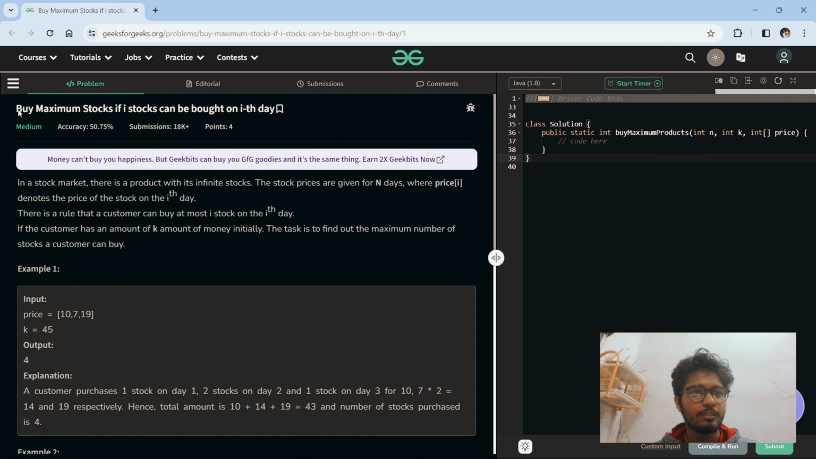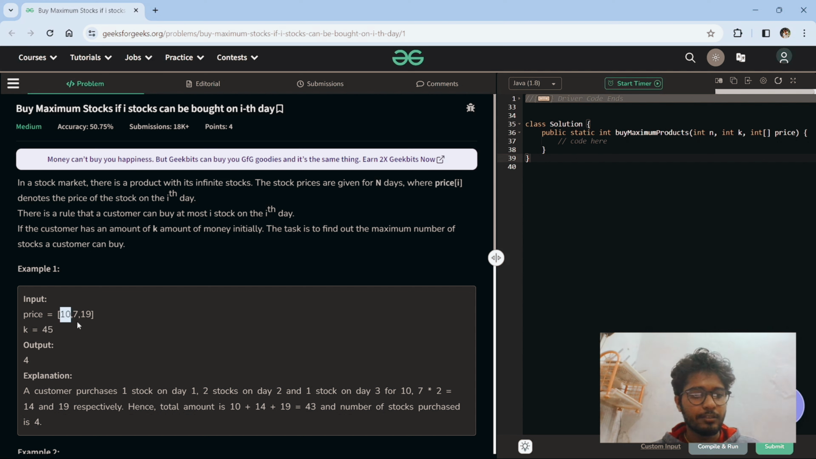The problem of the day is buy maximum stocks if i stocks can be bought on ith day. So in this problem we are given an array which stores the prices of each stock, and we are given our balance amount with which we have to buy the maximum number of stocks. The question asks to return the maximum number of stocks a customer can buy. But the condition is we can buy only i number of stocks on the ith day.